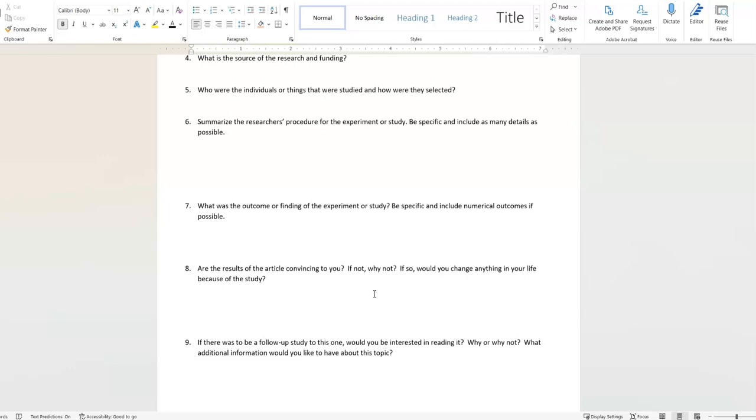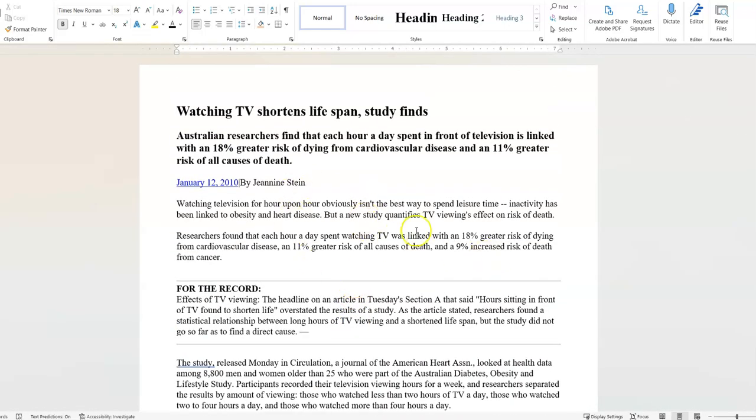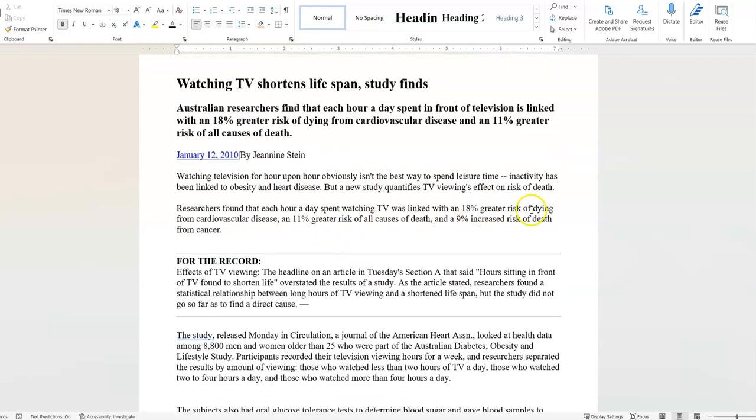So then number 7 says, what's the outcome or finding of the experiment? Be specific and include numerical outcomes if possible. So here's the stuff at the top. They threw in some numbers: 11% greater risk of all death, 18% greater risk of dying for cardiovascular disease. So these are the findings. The researchers found this, the 18% greater risk of dying from cardiovascular disease, but for each hour a day.